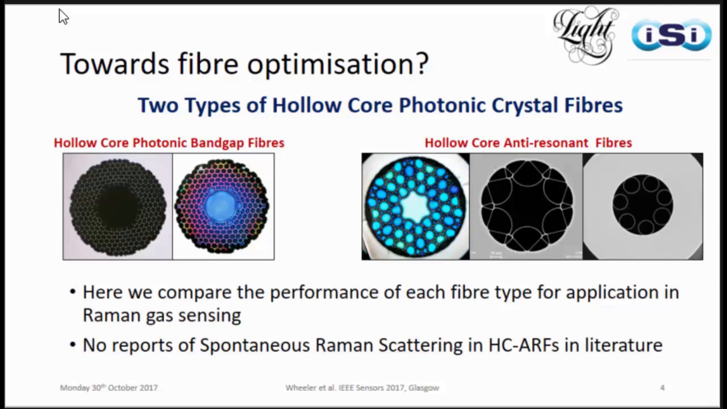So at the ORC, we make a lot of these fibres for applications in telecoms and laser delivery. But in this work, we're specifically thinking what will be the best fibre for the Raman gas sensing application. And as I mentioned before, up until this point, no one has really looked at the second family, the hollow core anti-resonant fibres, in particular for spontaneous Raman.